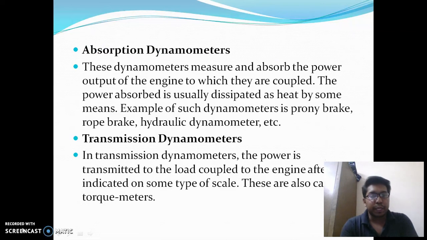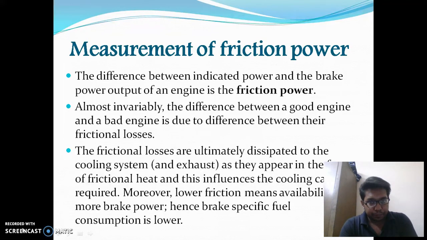Now, absorption dynamometers. These dynamometers measure and absorb the power output of the engine to which they are coupled. The power absorbed is usually dissipated as heat by some means. Examples of such dynamometers are the Prony brake, rope brake, hydraulic dynamometer, etc. Now, transmission dynamometers. In a transmission dynamometer, the power is transmitted to the load coupled to the engine after it is indicated on some type of scale. These are also called torque meters.